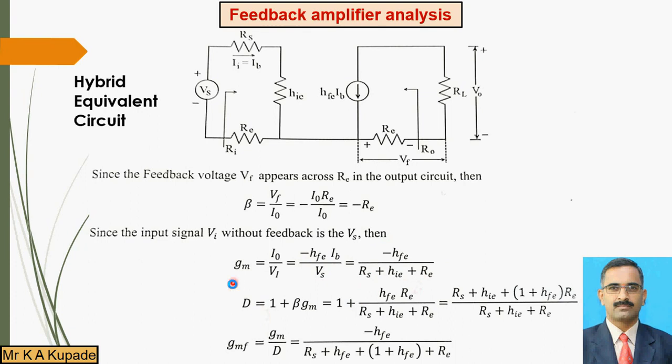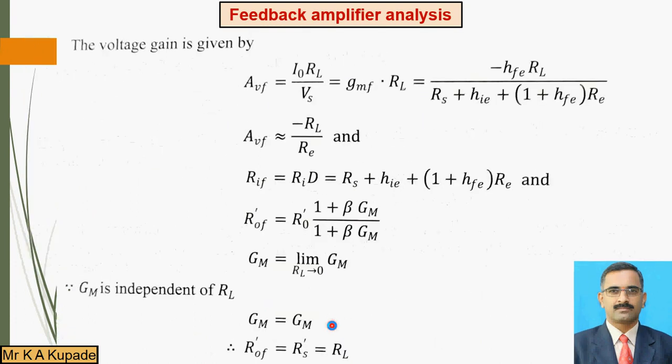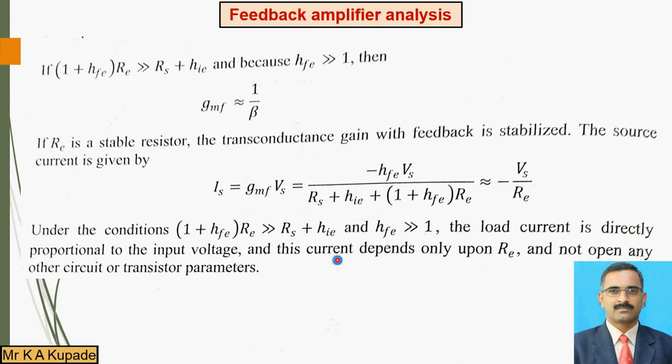Right? So from this we can calculate D is equal to 1 plus beta Gm. So we can get the transconductance with feedback like this. This equation gives the transconductance with the feedback. You can see that we analyze the equation to get this Gmf. That means if 1 plus hfe into RE is far greater than Rs plus hie, and because hfe is very much greater than 1, then this transconductance is equal to 1 upon beta.